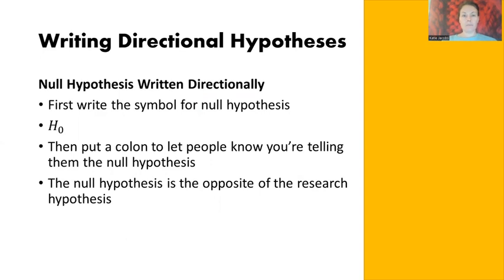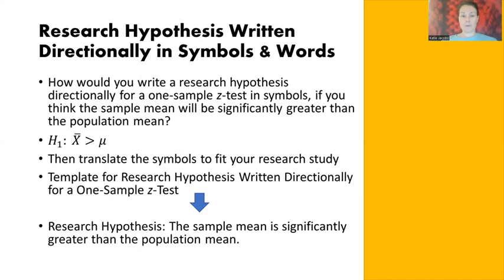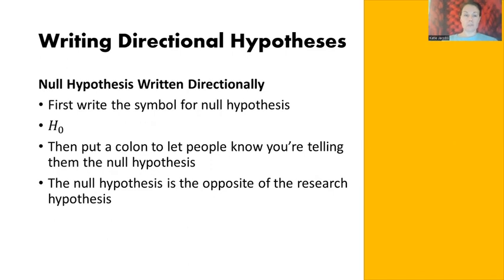All right, so then we're going to move on to write our null hypothesis directionally, and we saw that we use the greater than symbol with our research hypothesis. So for our null hypothesis, it needs to cover every single option that is not covered by the sample mean is significantly greater than the population mean. Okay, so when we do this, we're going to write out our symbol for the null hypothesis, which is H sub 0. Then we're going to put a colon to let people know that we're telling them the null hypothesis. Again, the null hypothesis has to cover everything that our research hypothesis did not cover. So what would that be?